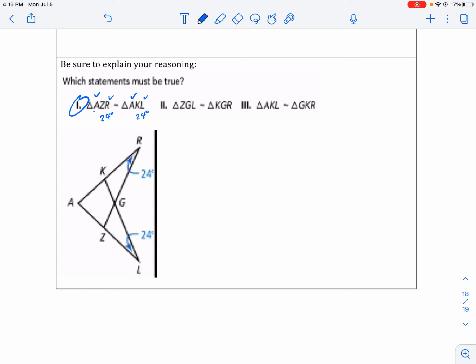Now let's go to the next one. We have Z to G to L, so the little triangle here. And then K to G to R, this little triangle here. So R is 24 degrees. L is 24 degrees, so there's the same in each. Check this one out. G and G, these are vertical angles. Because vertical angles are always equal in measure, these two triangles must be similar because two angles in each triangle are the same measure.